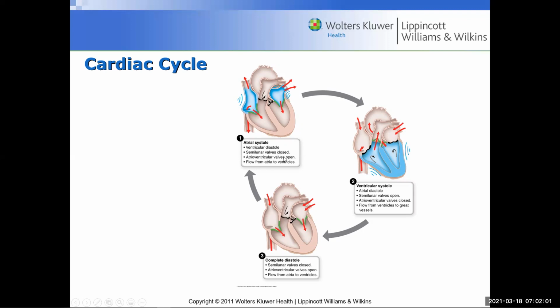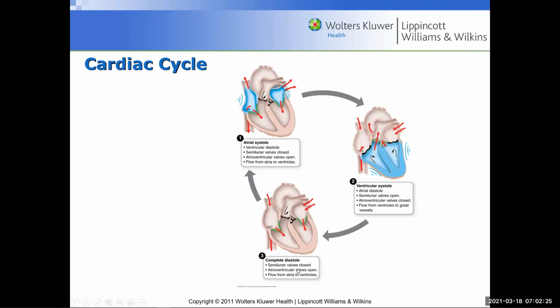The semilunar valves are closed. The atrioventricular valves open and flow from the atria to the ventricles occurs. Then secondly, the ventricular systole, when the ventricles squeeze, you have atrial diastole, they are at rest, the semilunar valves open, the atrioventricular valves close, and flow from the ventricles to the great vessels occurs.